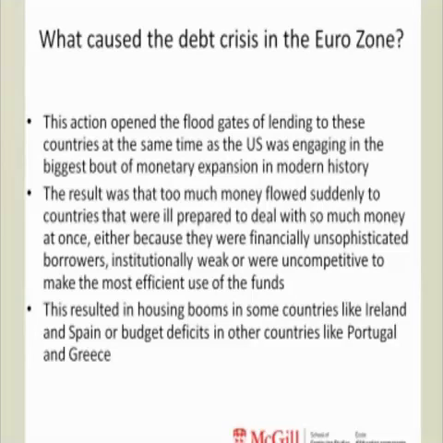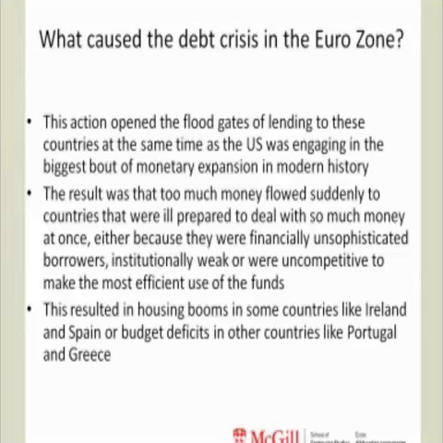In 2001, following the meltdown of the dot-com and information technology sector in the United States, the United States was plunged into a recession. The Federal Reserve slashed interest rates. Alan Greenspan, then the governor of the Fed, slashed interest rates to 1% in 2003 and kept them there for over a year. The result was that too much money flowed suddenly into countries that were ill-prepared to deal with so much money all at once, either because they were financially unsophisticated borrowers, institutionally weak, or uncompetitive, unable to make the most efficient use of these funds. This resulted in housing booms in some countries like Ireland and Spain, or budget deficits in other countries like Portugal and Greece.